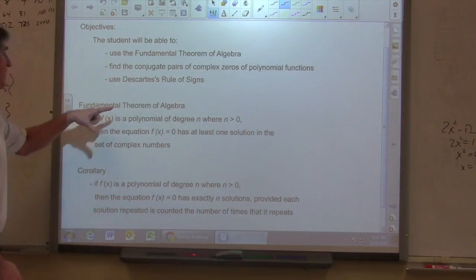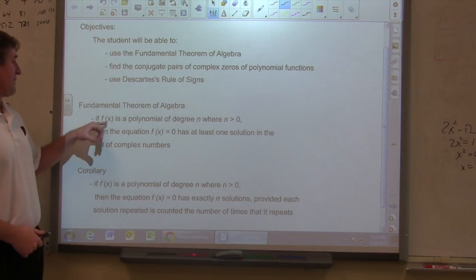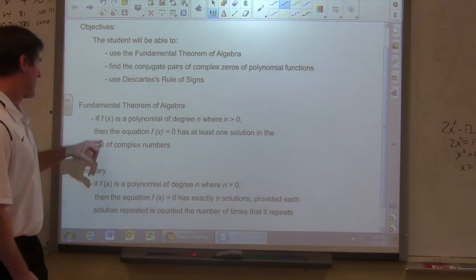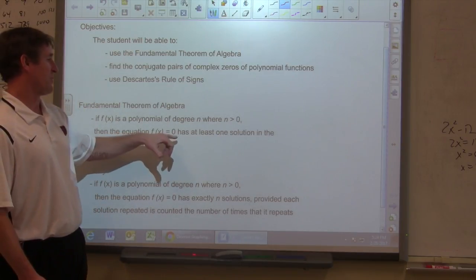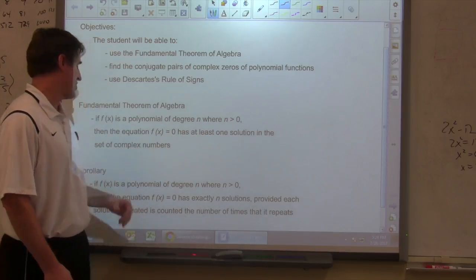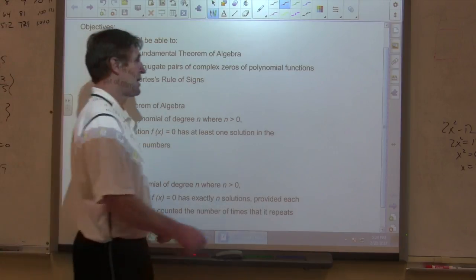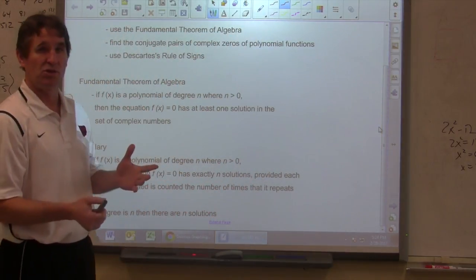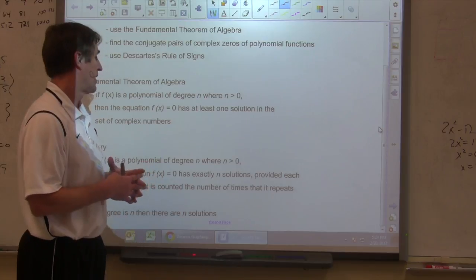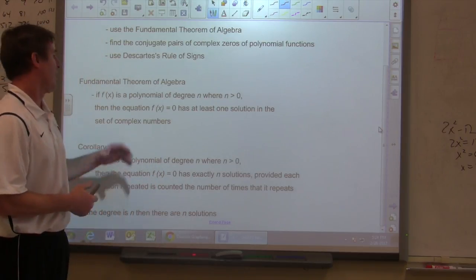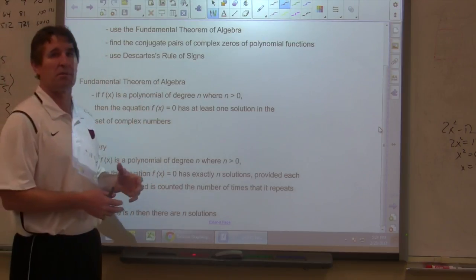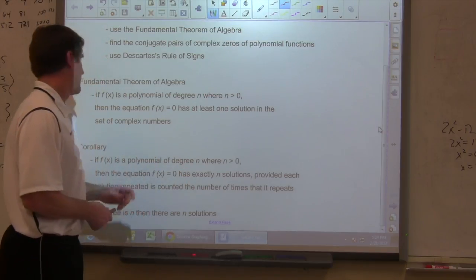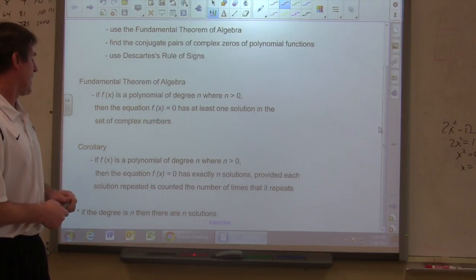So the fundamental theorem of algebra says if f of x is a polynomial of degree n, where n is greater than 0, then the equation f of x is equal to 0 has at least one solution in the set of complex numbers. Now, we've already talked about how many solutions there are and how we can tell by a polynomial, but this is the first theorem they came up with. Remember, back in geometry, you have a lot of theorems, if-then statements. And so this is an if-then statement.